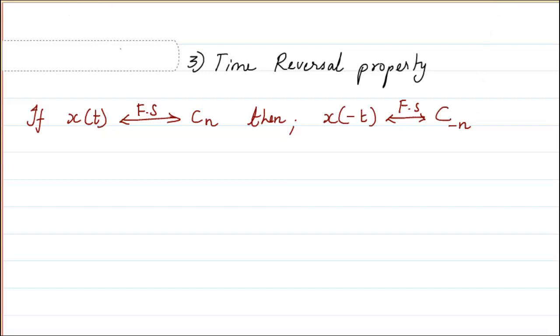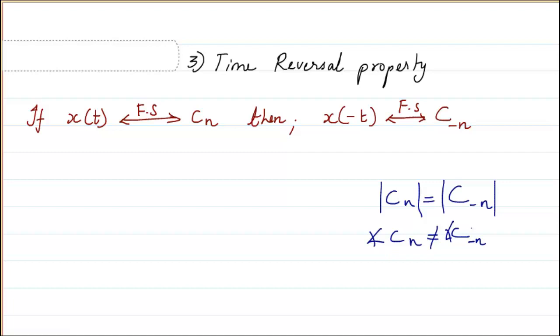Now you might be thinking that I have already told that c of n is same as c of minus n, isn't it? Then how is it going to be same? See, what I have said is that the magnitude of c of n is same as the magnitude of c of minus n. That does not mean that c of n will be equal to c of minus n, because the angle may be different, and it's not maybe, it's actually different.